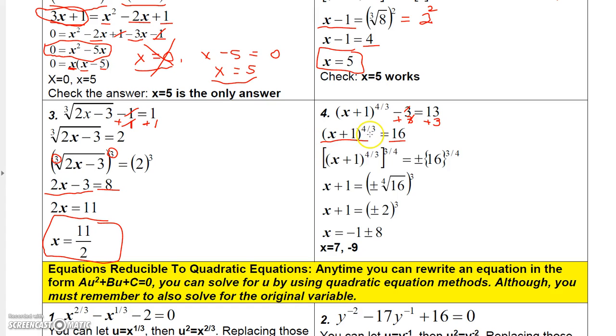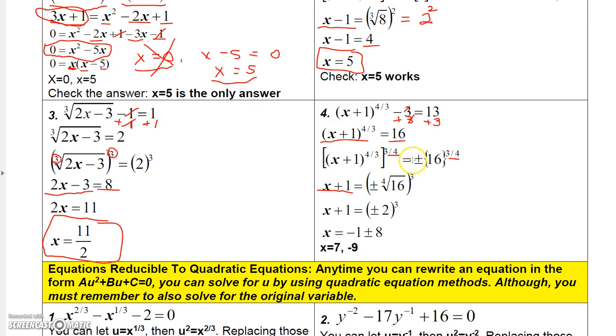Now remember that property I told you? This is raised to the 4/3 power. So I want to raise all of this to the 3/4 power, the reciprocal. So I'll raise this to the 3/4 power, and then what will happen is when I raise it to the 3/4 power, these two powers cancel out, and I just get x plus 1 to the 1st power. But I also have to raise this to the 3/4 power.